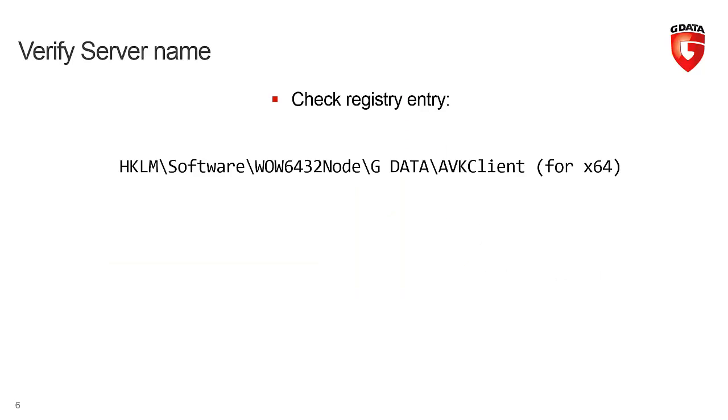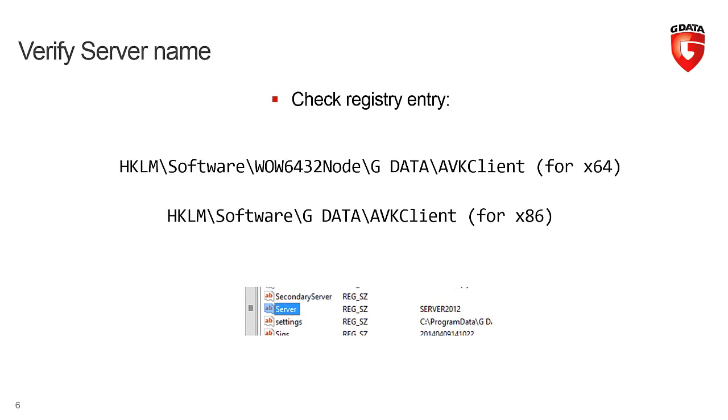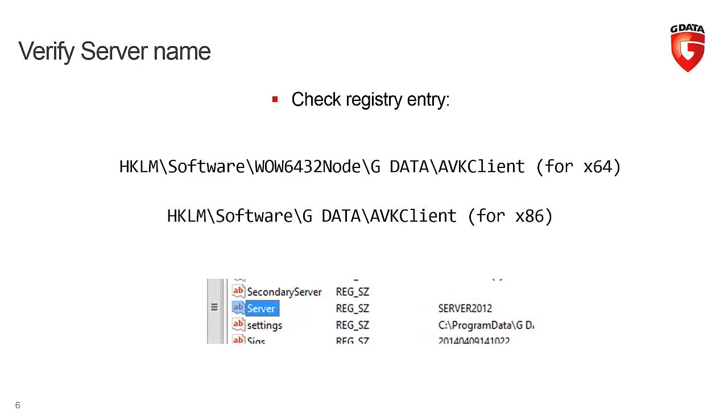You will find it at HKEY_LOCAL_MACHINE, SOFTWARE, WOW6432Node, G-Data, AVK Client. On a 32-bit machine, you will find it of course at HKEY_LOCAL_MACHINE, SOFTWARE, G-Data, AVK Client. The key is called Server. Make sure to enter the IP address in there.